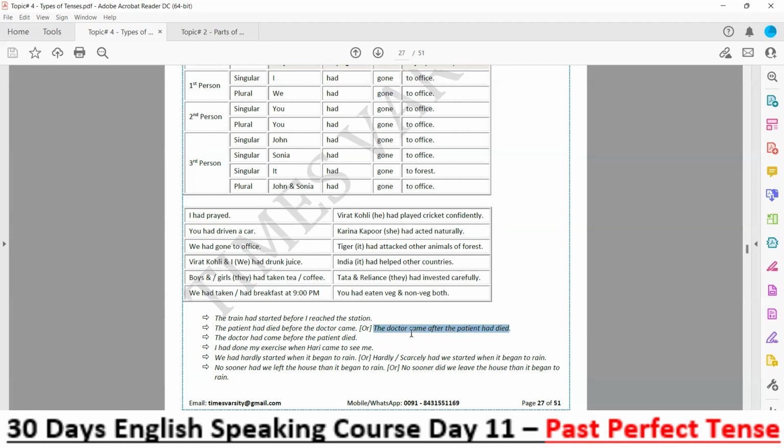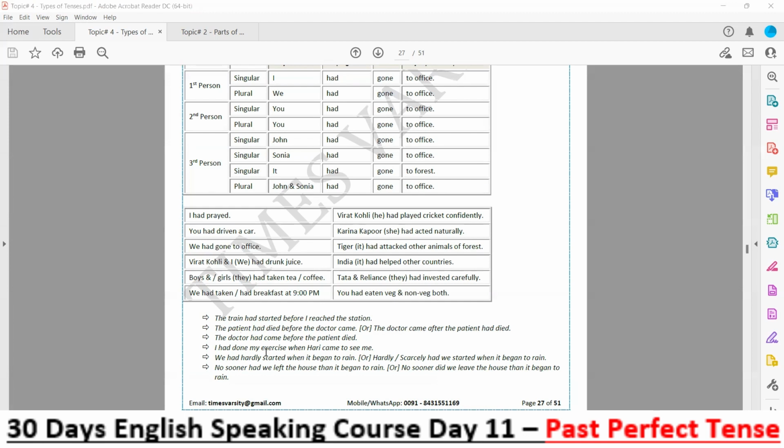In this sentence, you are starting with the doctor, meaning you are trying to highlight the doctor. In the first sentence, you are highlighting the patient, right? At the end, the same message is being conveyed. So, the doctor came after the patient had died. Both sentences are correct, and at the end you are conveying the same message, just rearranging the sentence. Okay. Yes. Next sentence, please.